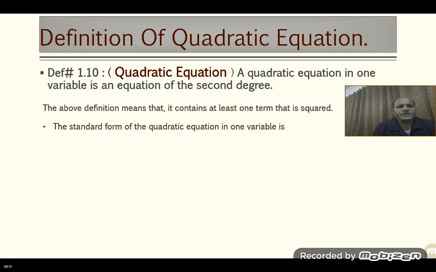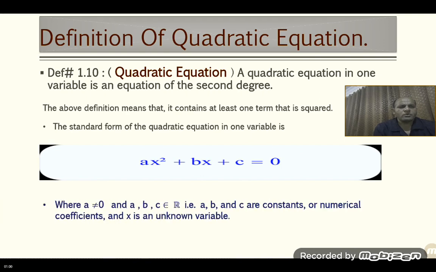The standard form of a quadratic equation is ax square plus bx plus c is equal to 0, in which a is not equal to 0. That is, the coefficient of x square must not equal 0. Otherwise, if a is equal to 0, this term ax square will vanish and the equation will not remain a quadratic anymore. That is, it will reduce to a linear equation bx plus c is equal to 0, whose solution we have discussed in the previous video. And a, b, c belong to real numbers. That is, a, b and c are constants or numerical coefficients, where x is the unknown variable.